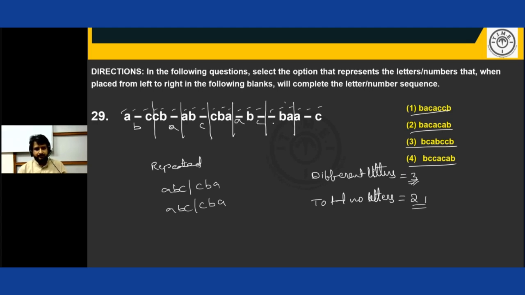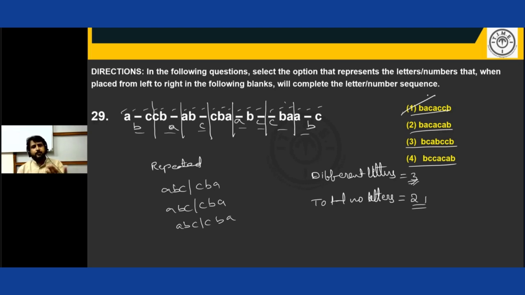A, B, C, C, B, A. It is also following the same pattern. So, what should be next? A, B, C. So, what is the group required? B, A, C, A, C, C, B. When you substitute the first option, you get this.